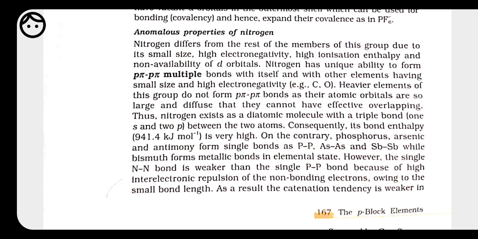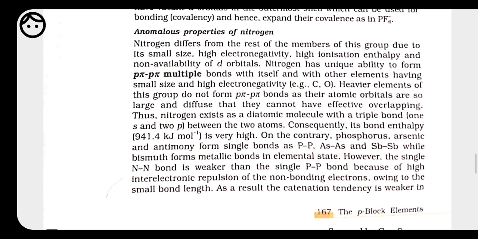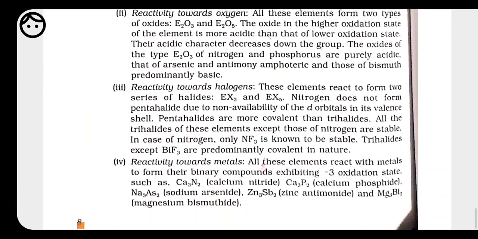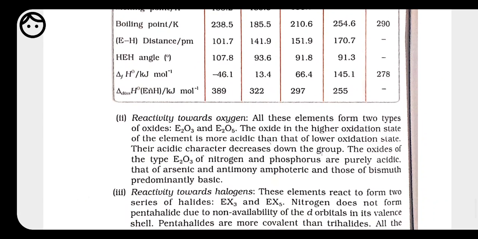Okay, so the structure of P4, we do not have the structure in the NCERT book. Everything is not given, but if you have a reference book, then in that you can see the structure of E4. In that, P is linked with one another by 3 bonds, not regular multiple bonds, by single bonds with one another. Okay, so another factor which affects the chemistry of nitrogen is the absence of d orbital. Because of the absence of d orbital, it restricts covalency to 4. Nitrogen can't form d p pi bond.